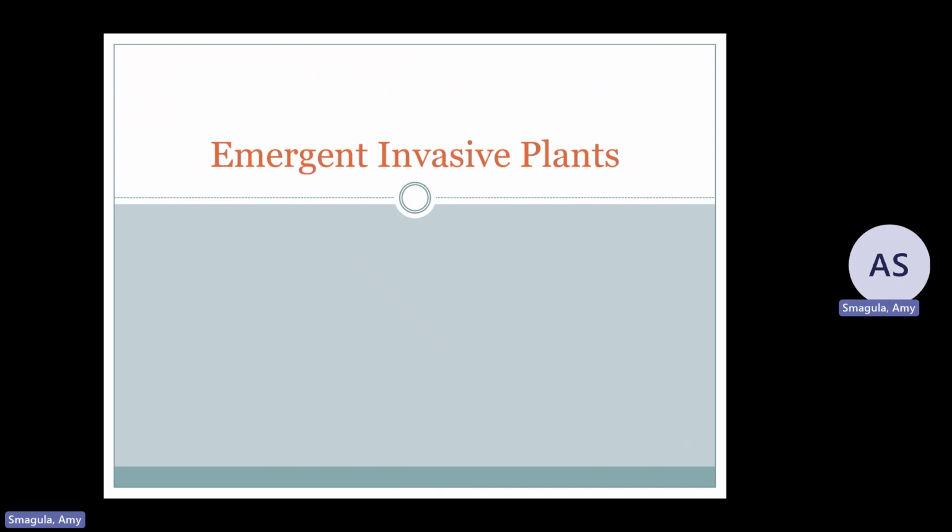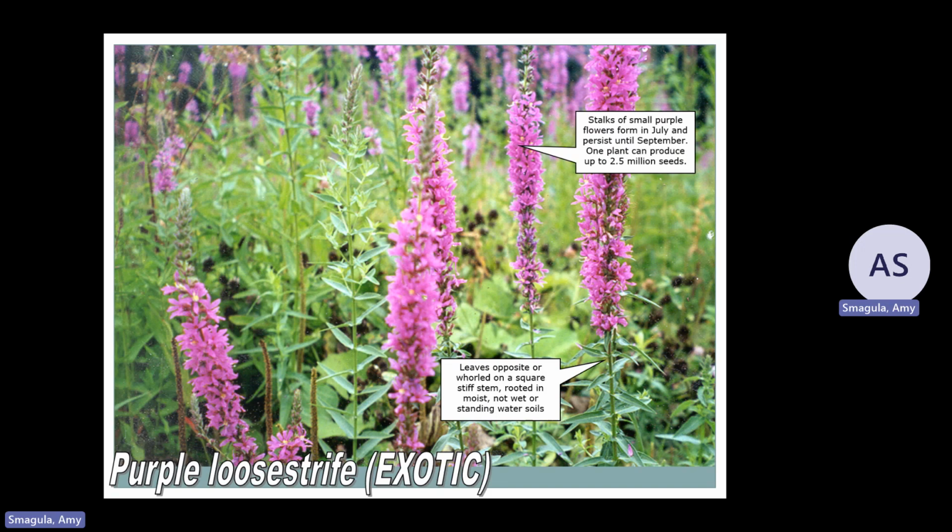So I'm going to start with emergent plants. Again, these are the ones that are rooted onshore and most of their vegetation is above the surface of the water. There are only a couple of invasives in this category that we're actively looking for at this point. The first one is purple loosestrife. This one has been around for a while.